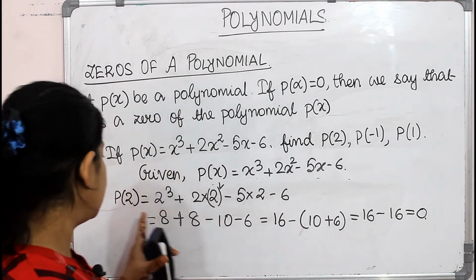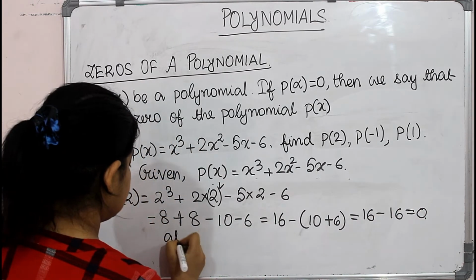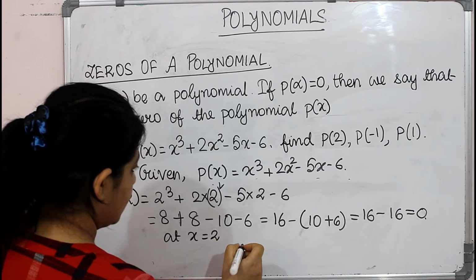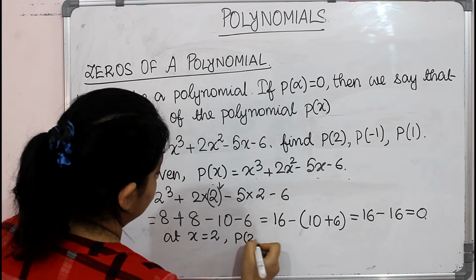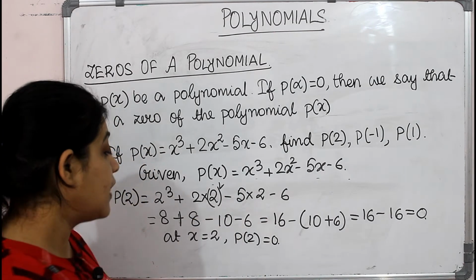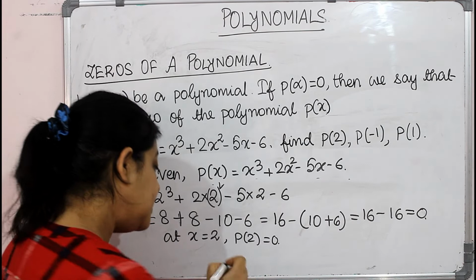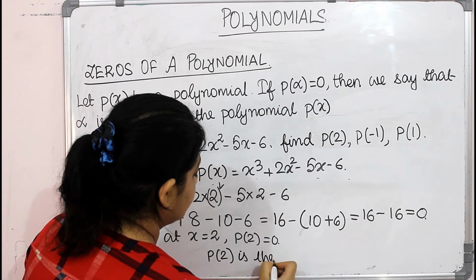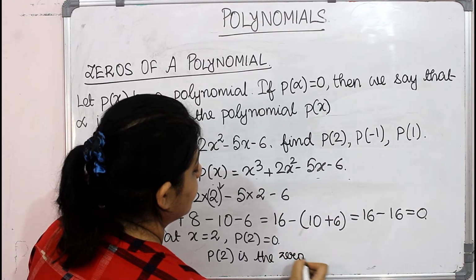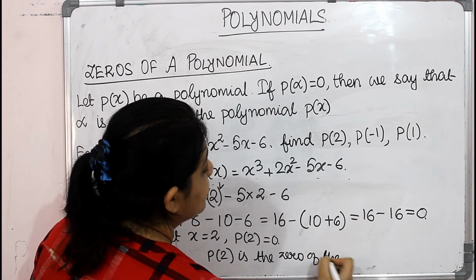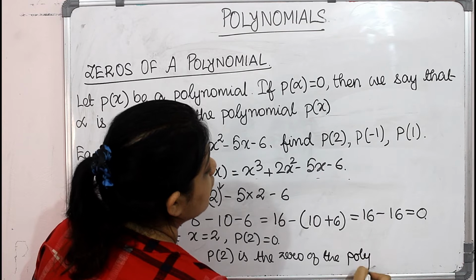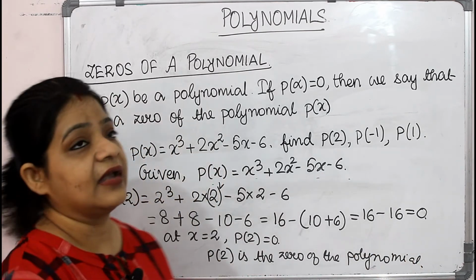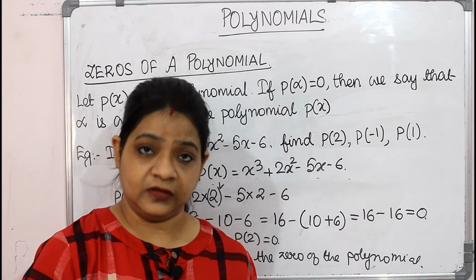So we say that at x equal to 2, p(2) is equal to 0. We say that 2 is a zero of the polynomial. Why? Because at x equal to 2, you are getting p(x) equal to 0.